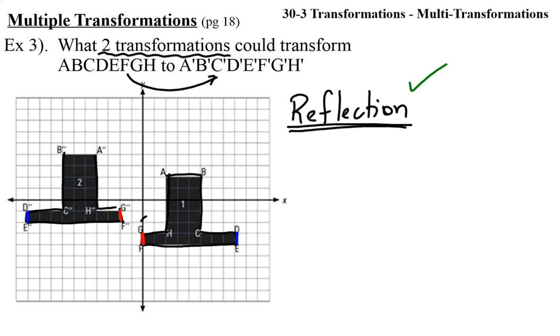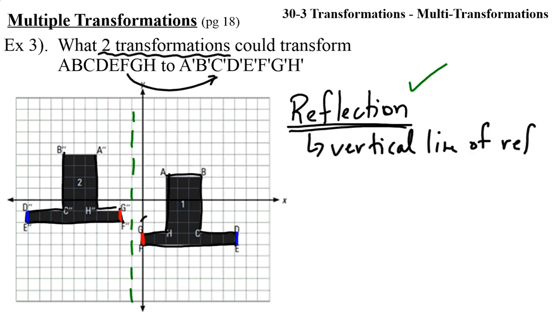And I would want to reflect on a vertical line of reflection. So the reflection would be a vertical line of reflection. Because with that vertical line of reflection, G is one away, so it could become G prime there. F is one away, so one away would become F prime. And we would then flip everything from one side of the line of reflection to the other side.